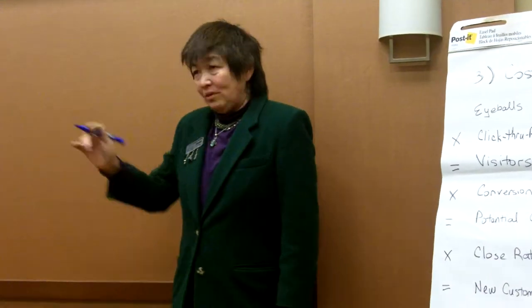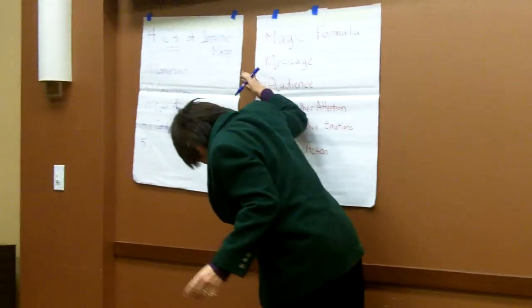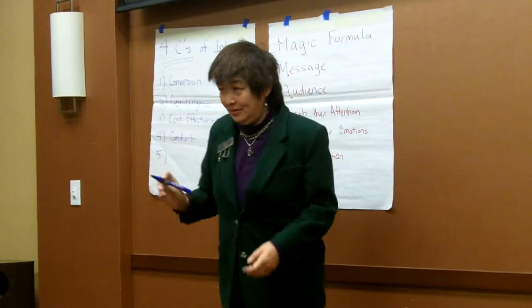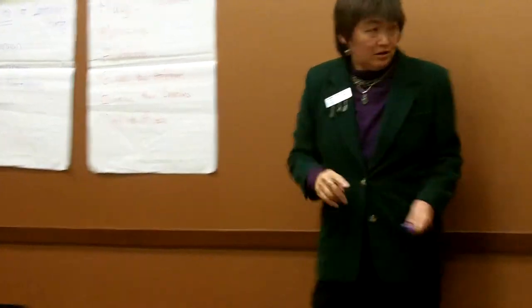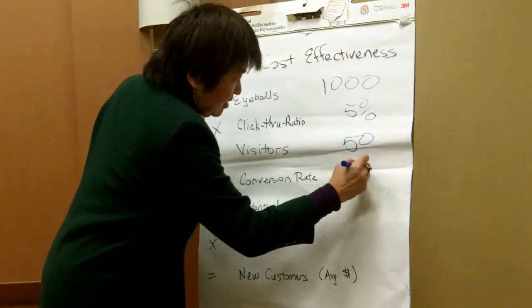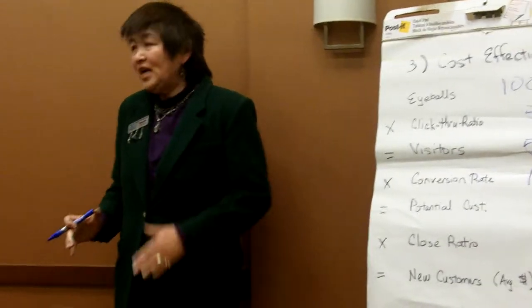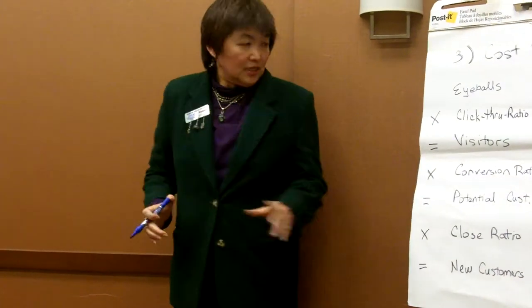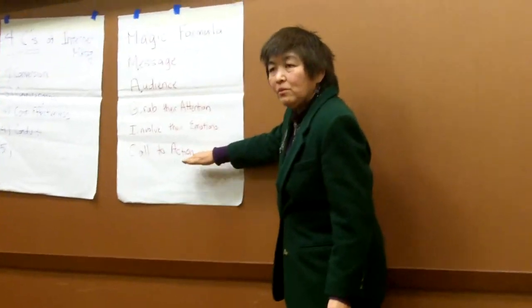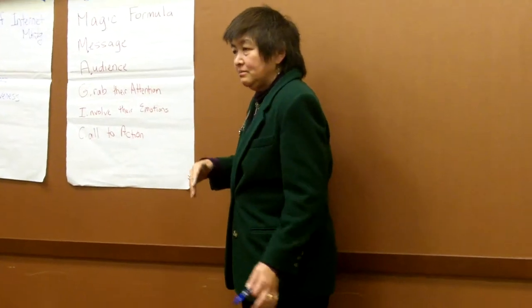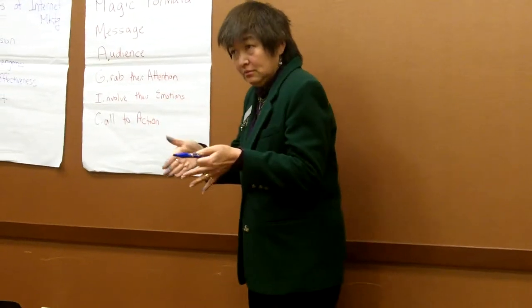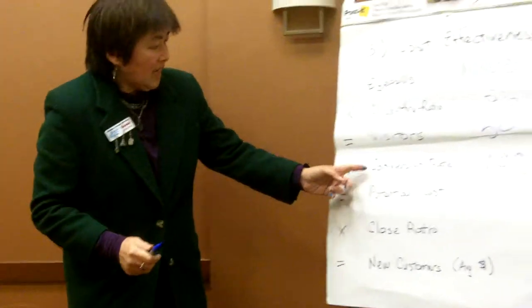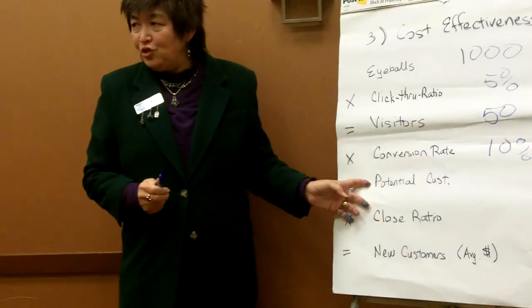And now we look at conversion. Remember we talked about conversion in number one? If you have a bad website, your conversion ratio isn't going to be very good. If you do the magic formula, it's going to be higher. So we're going to shoot for a 10% conversion rate. So 10% of those 50 actually do something. Now the conversion is, what was the call to action? Fill out this form, call for an appointment, get on my email list, because the conversion may not happen right now, but it gets them in the funnel, right? So if you get 10% conversion out of the 50, how many potential customers do you now have?